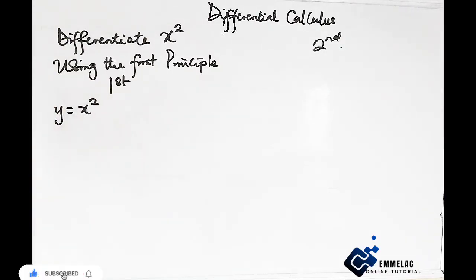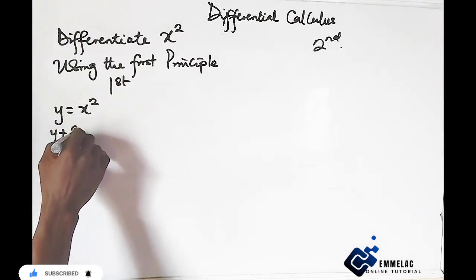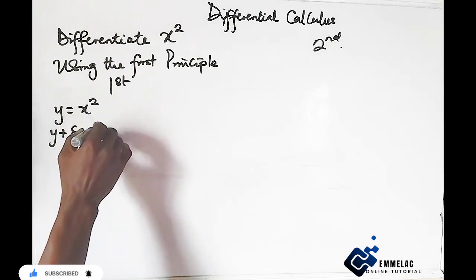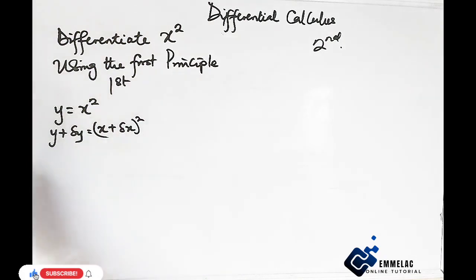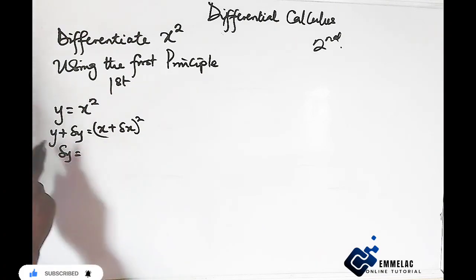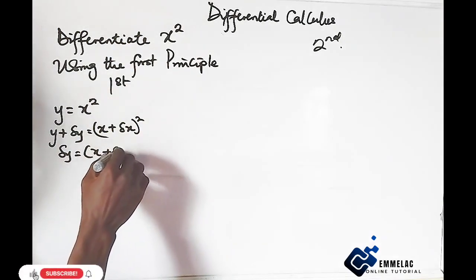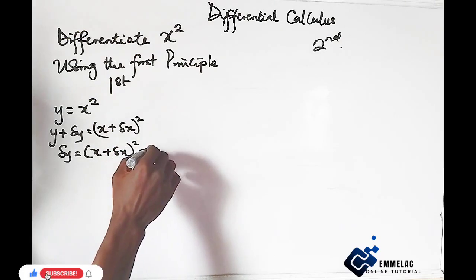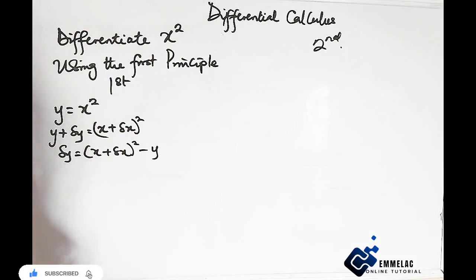Actually, we'll be using the first principle, and by that we have that y plus change in y then equals x plus change in x all to the power of 2. Okay, now let's make change in y the subject of the formula. So here you have change in y then equals, taking y over to the right hand side, x plus change in x all to the power of 2 minus y, and take note that y itself equals x raised to the power of 2.